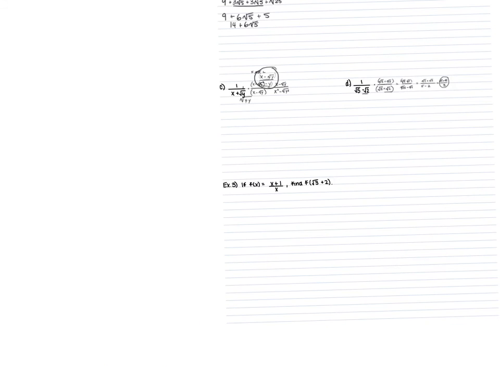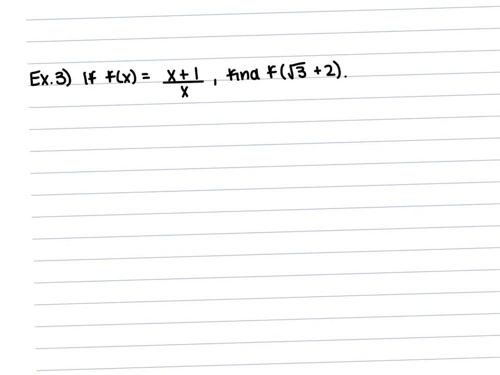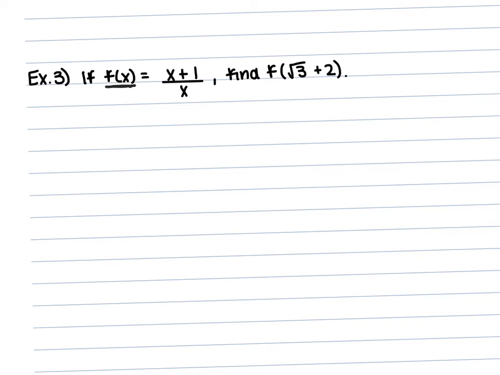Okay, we have two more we've got to get through, and we've got to get through them pretty quickly. So stick with me. It says if f of x is equal to x plus 1 over x, then they want you to find f of 3, square root of 3 plus 2.